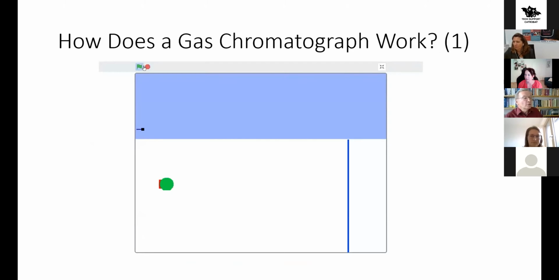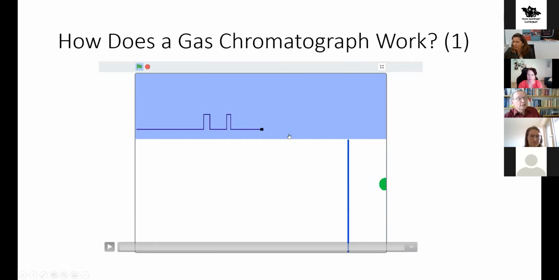So this is how it looks. You have just two molecules traveling through some material, and when they reach the sensor line at the end, there's a signal which you can see, and that's the way scientists identify substances in a mixture.